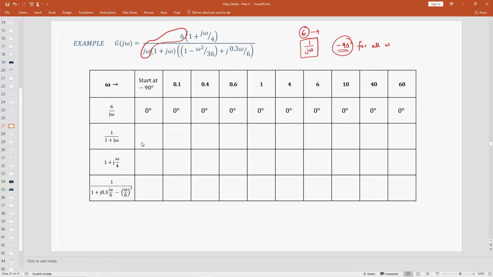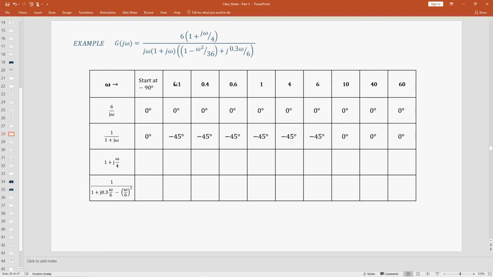So, if it is 1 by 1 plus j omega, corner frequency was 1, right. So, if the corner frequency is 1, then you have to look at, so see this is the corner frequency, you have to look at 0.1, go back 1 decade and then here go ahead 1 decade up to 10. You must be thinking how did I write 0.4, 0.6, 4, 6, 40, you will see soon why I am writing that. Okay. Once I populate the table, you will know why I am writing those.